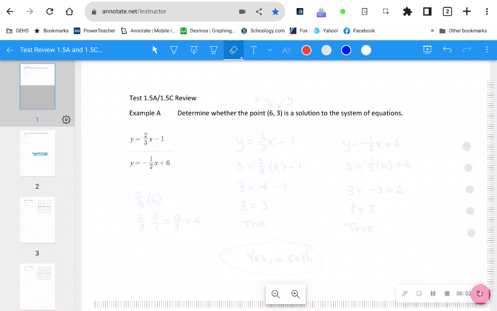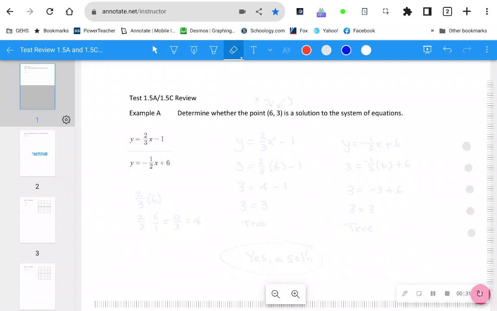Okay, this is Mr. Peterson, and I'm going to guide you through the review for the Part A section of 1.5 and the Part C section of 1.5. There's going to be two other sections that you'll review next class period. It's my intent that you view a few problems and then do a few problems on your homework, and I will alert you to when you should make that transition. So stay tuned, and here we go.